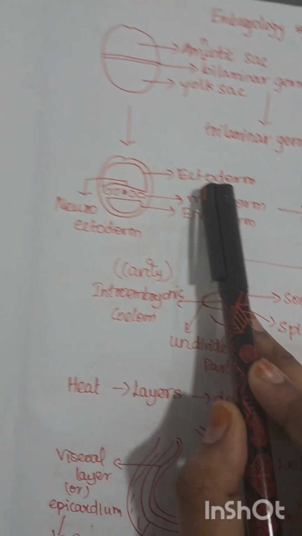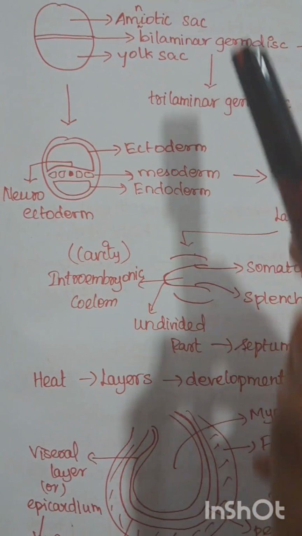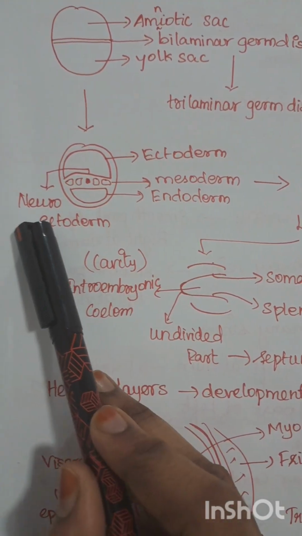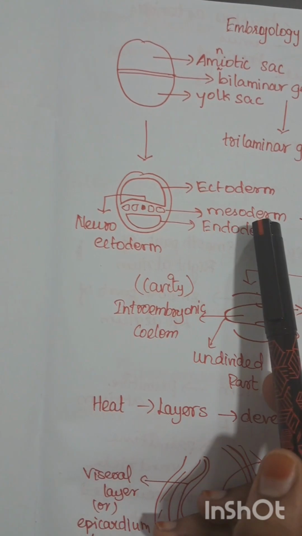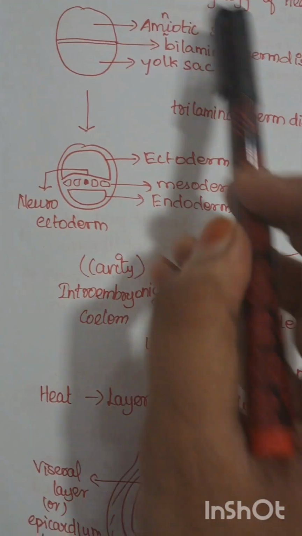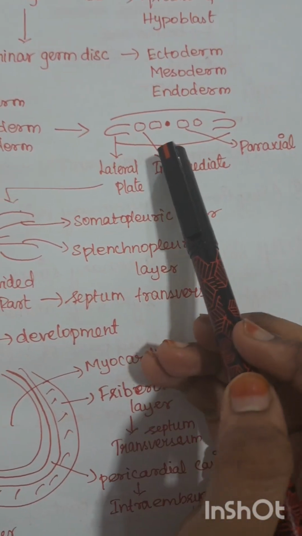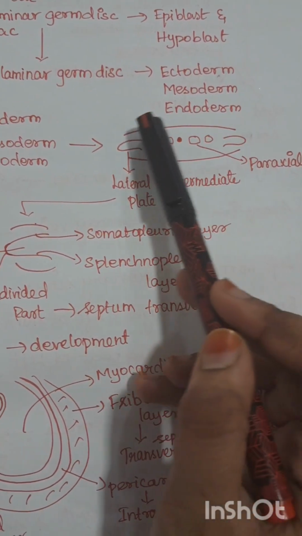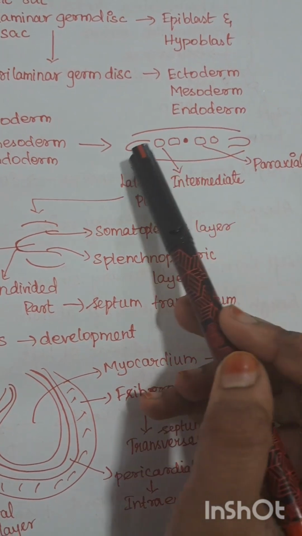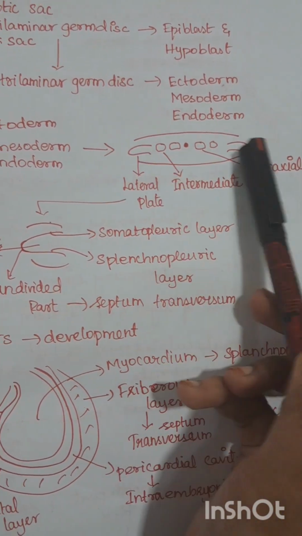The ectoderm forms the amniotic sac. Endoderm lines the yolk sac. In the middle we have the mesoderm. So, the embryology of the heart: the heart is mainly formed from the mesoderm. The upper layer is ectoderm, the lower is endoderm, and the middle is mesoderm.